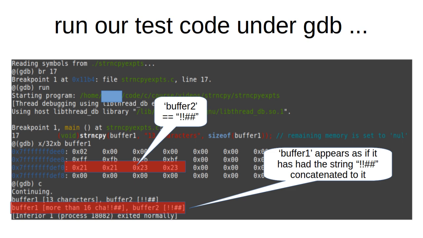Running the test code under GDB, we can see the 32 bytes starting from the address of buffer 1. Shown in red are the exclamation and hash characters that buffer 2 has been initialized with. Immediately following the last hash are null characters. Program output, also in red, shows that by trying to copy a string of more than 16 characters to buffer 1, we truncated the overlong string at the 16th character, as expected. But it appears that we've inadvertently appended exclamation and hash characters. We haven't. It's just because buffer 2 lies immediately after buffer 1 in memory.